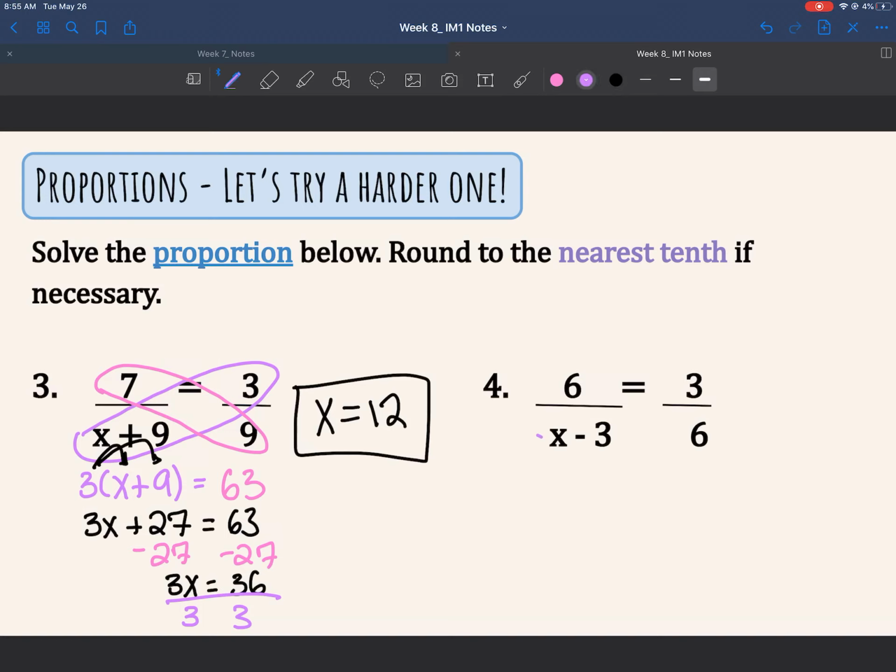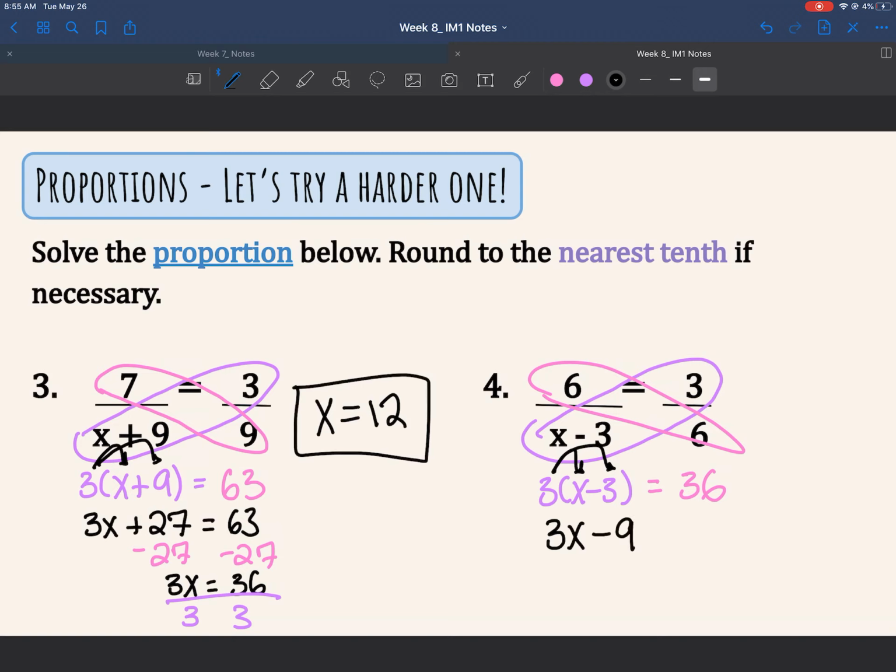And then one more, we're going to do 3 times x minus 3. And then we're going to do 6 times 6, which is 36. We can distribute. So 3 times x is 3x. 3 times negative 3 is negative 9 is equal to 36. We're going to add 9. And we get that 3x is equal to 45. And then when we go to divide everything by 3, x is going to equal 15.